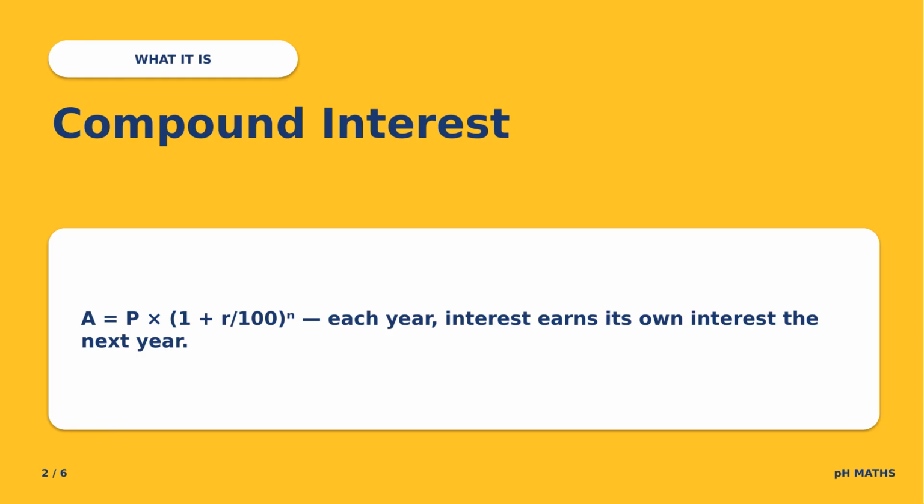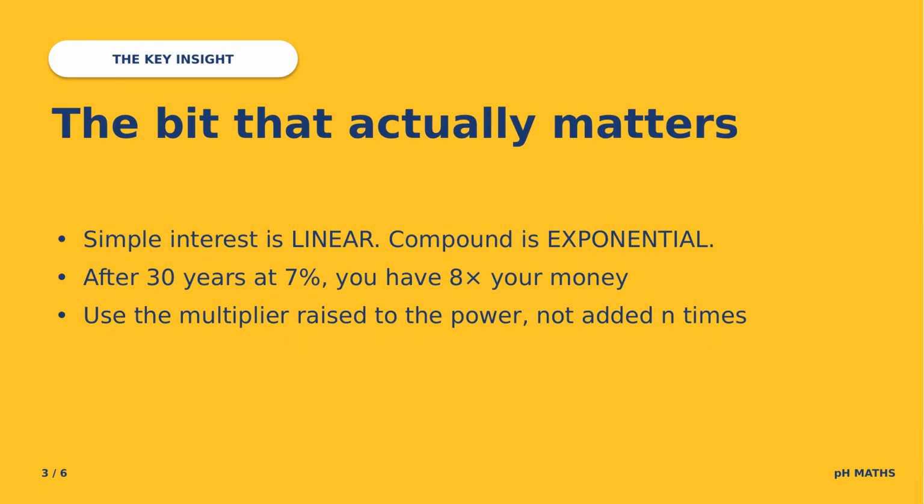Compound interest formula. A equals P times 1 plus R over 100, all raised to the power n. P is the starting amount, R is the rate as a percentage, n is the number of years, the bracket is the multiplier. Raise it to the power, then multiply by P. Because each year your interest earns its own interest in the next year. That's the compounding bit.